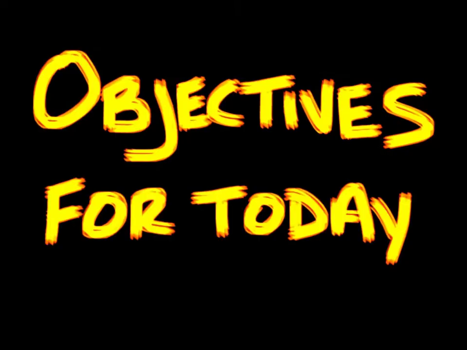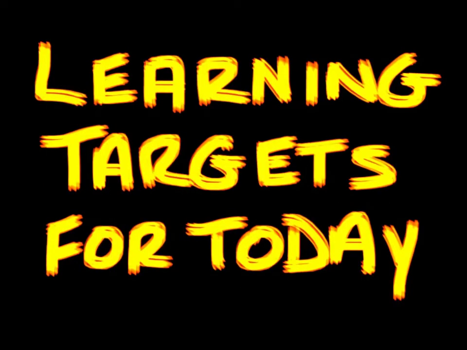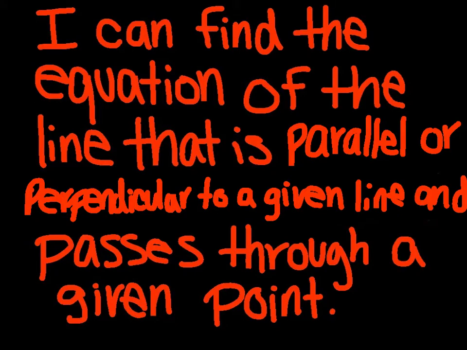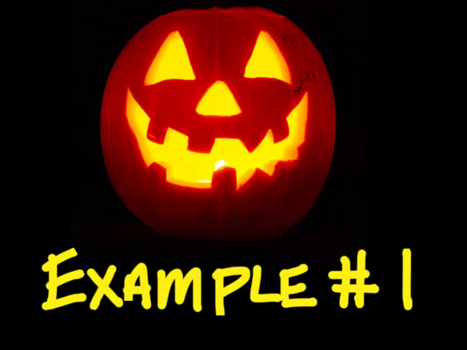a test. Your objective for today is patterns, functions, and algebra number 8. And our learning target is to find the equation of the line that is parallel or perpendicular to a given line and passes through a given point. Alright, if you want the extra credit.